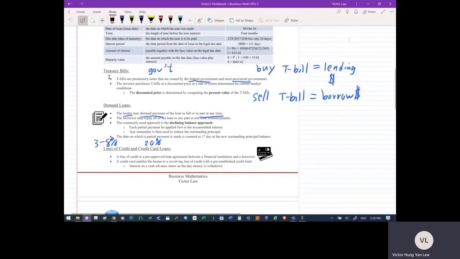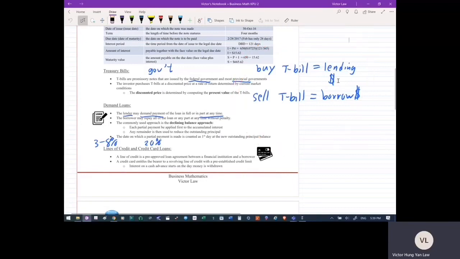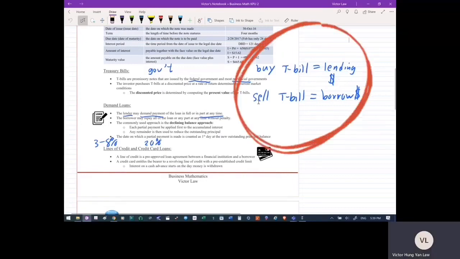The next terminology that you need to know is treasury bill, or T-bill. Basically, treasury bills are promissory notes issued by the government. When you're buying a T-bill from the government, that means you're lending money to the government. And when you're selling a T-bill, that means you're borrowing money.